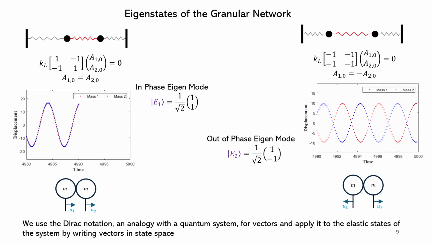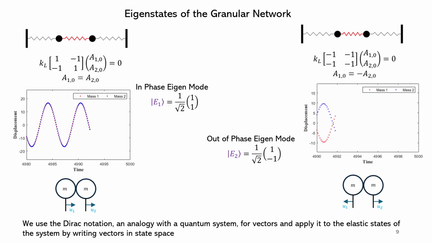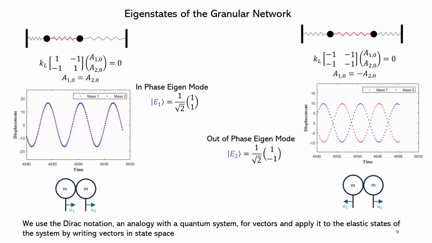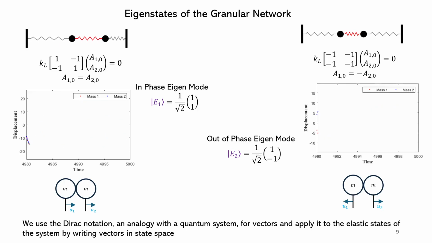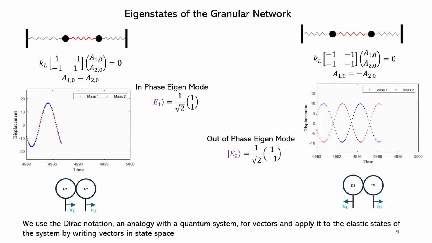So we apply this Dirac notation. That's because this is an analogy of the quantum system. We are implementing our classical system in a quantum mechanical framework, and Dirac notation is necessary for the analogy with the quantum system with vectors. We apply it to the elasticity states of the system by writing the vector in the state space.